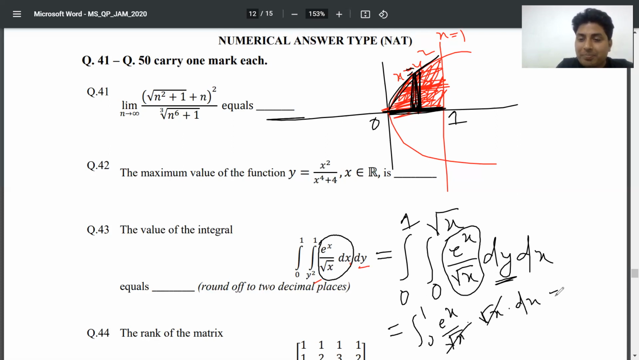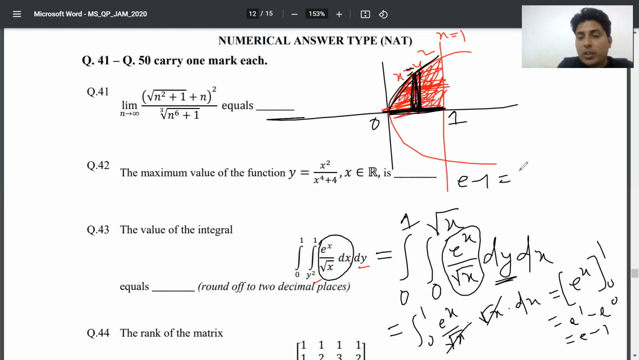Root x cancels. Now we have e raised to power x with respect to x, and limit is 0 to 1. So let's integrate it. E raised to power x, limit is 0 to 1. So e raised to power 1 minus e raised to power 0 means e minus 1. So e minus 1 is the answer.